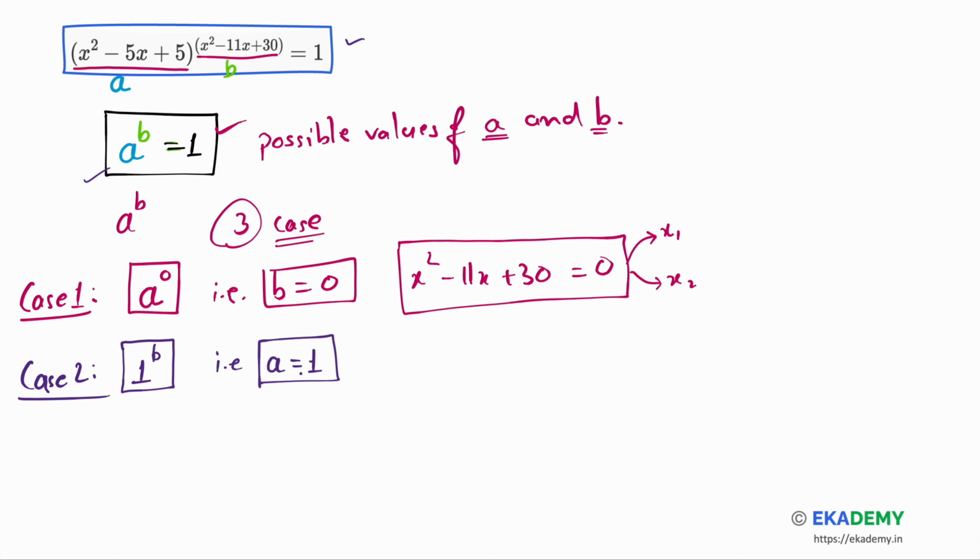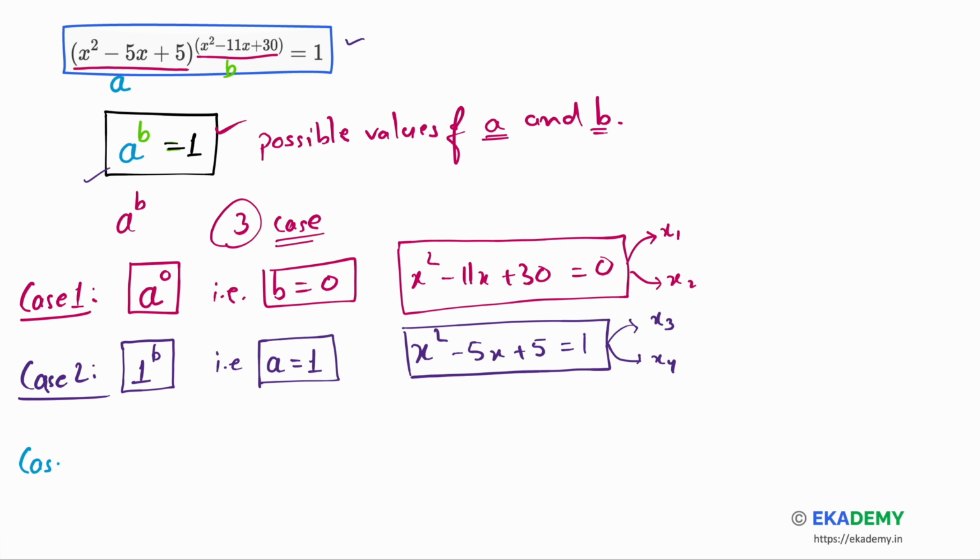So that means we will solve a equals 1, that means x square minus 5x plus 5 equals 1, and again, because this is a quadratic equation, we will get a maximum of 2 real solutions, and let's call these solutions x3 and x4 because we already have used x1 and x2. So these are the 2 cases which we can almost instantly think of. There is one more case that we need to be aware of. We should not miss that case, and that is our third case.